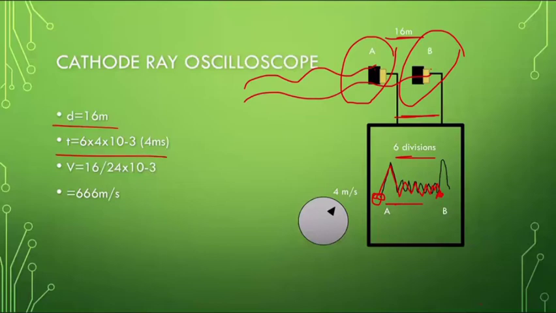I have the time as 6 into 4 into 10 raised to the power negative 3 because I've set it at 4 milliseconds. Since it's set at 4 milliseconds, to bring that milli to seconds, I'm going to multiply by 10 raised to the power negative 3. And since there's 6 divisions, I'm going to multiply that 6 with my 4 milliseconds. And for that, to find the speed, this is what I do. I divide the distance, 16, by 24 into 10 raised to the power negative 3, and I get 666 meters per second as the speed of sound.